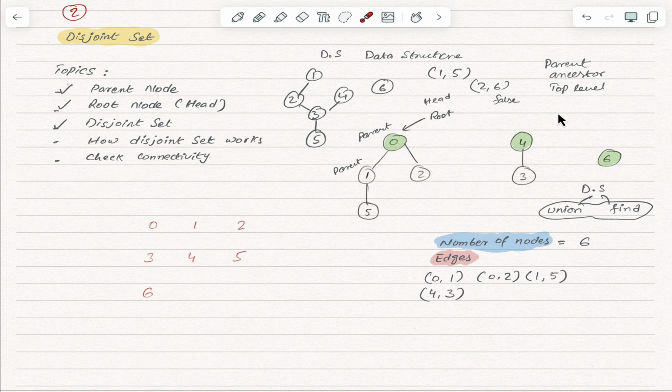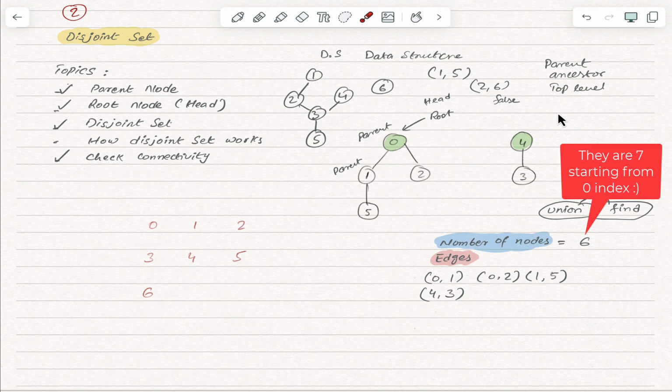All right. So how does disjoint set actually work? I think we have already answered this question, check connectivity. The purpose of disjoint set is to answer connectivity. It tells us if two nodes are connected or not. So the last point is also done. Now we will talk about how disjoint set works. We will go on a very abstract level to see how it works.